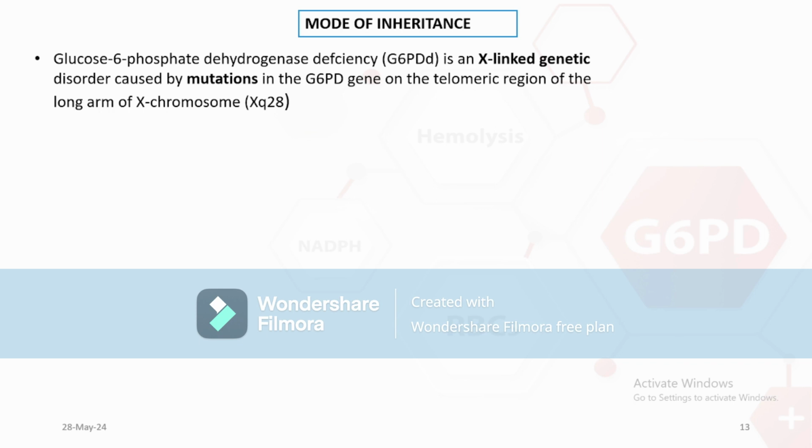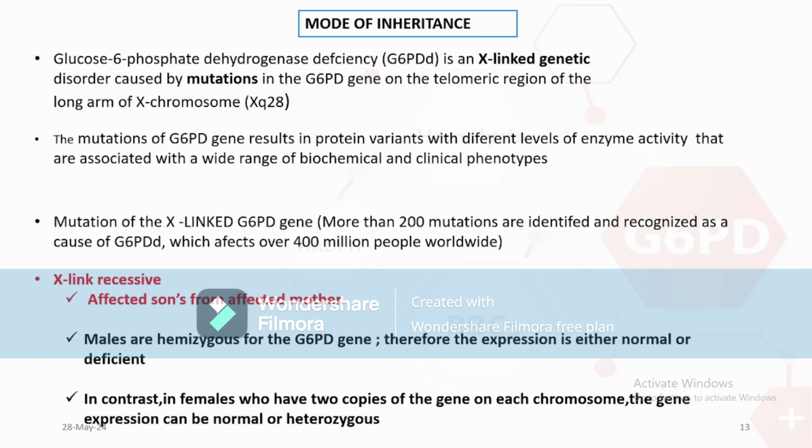Here the disease occurs on the X-linked gene, where there's a mutation in the G6PD gene. So the gene involved in the formation of the G6PD enzyme is mutated, and the mutation results in protein variants with different levels of enzyme activity that are associated with a wide range of biochemical and clinical phenotypes.